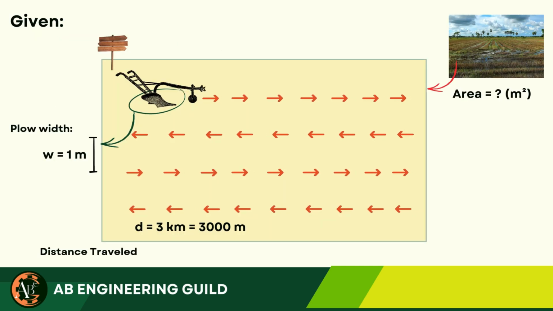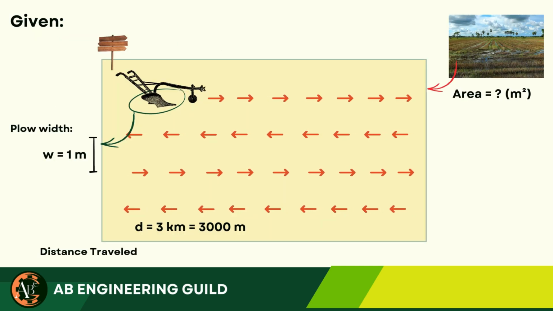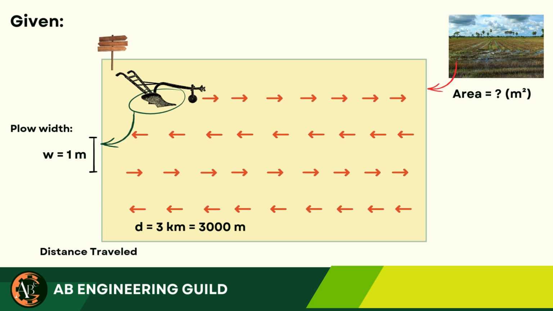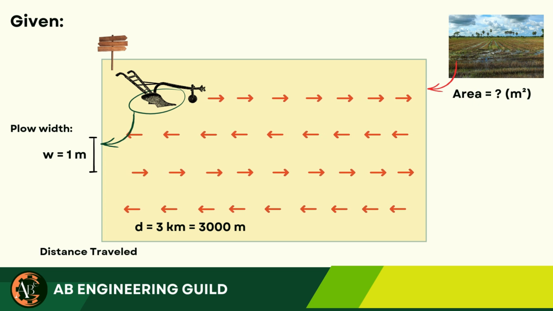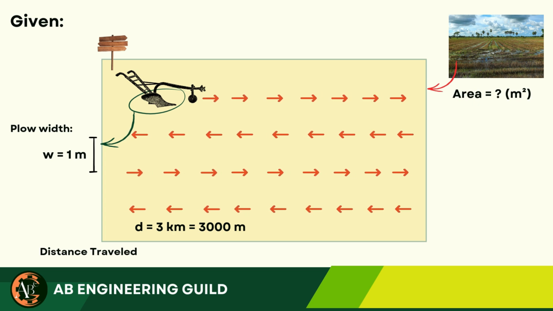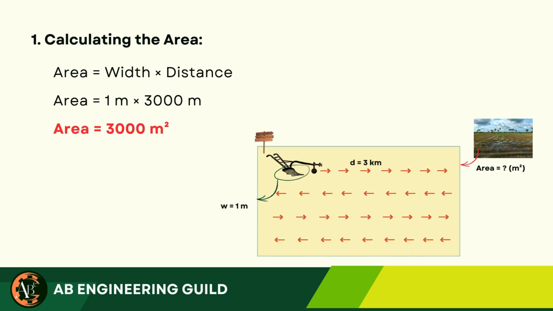Let's calculate how much land has been plowed by a farmer using a 1 meter wide plow. The farmer walks a total distance of 3 kilometers across the field, either in a straight line or through several rows. First, we convert the distance into meters. 3 kilometers is equal to 3,000 meters. Since the plow is 1 meter wide, every meter the farmer walks covers 1 square meter of land.